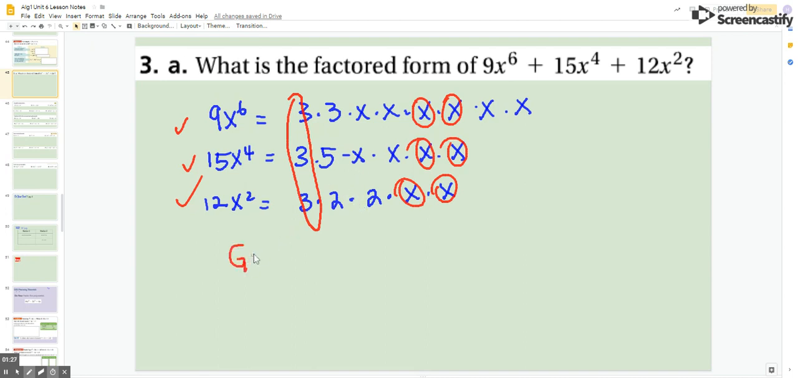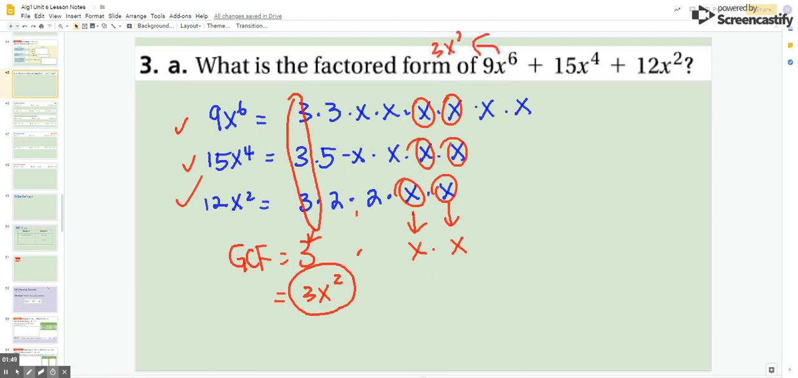So for the greatest common factor, you just put 3, x, and x, because it's from here and here. We're looking for the common factor, so you need all 3s and all x's here. So the greatest common factor is 3x squared. So now let's take out 3x squared from all 3 terms.